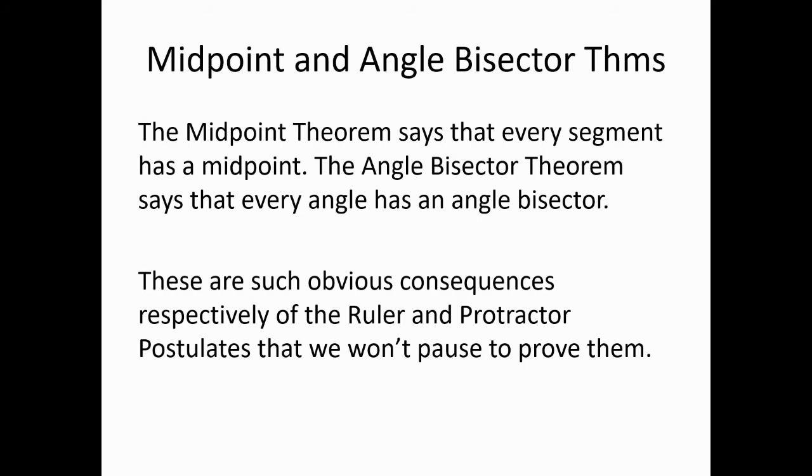All right, so first of all, the midpoint and angle bisector theorems. These are existence theorems, ultimately. The midpoint theorem says that for every segment, a point exists that is its midpoint. The angle bisector theorem says that for every angle, a ray exists through its interior from its vertex, of course, that is its bisector.